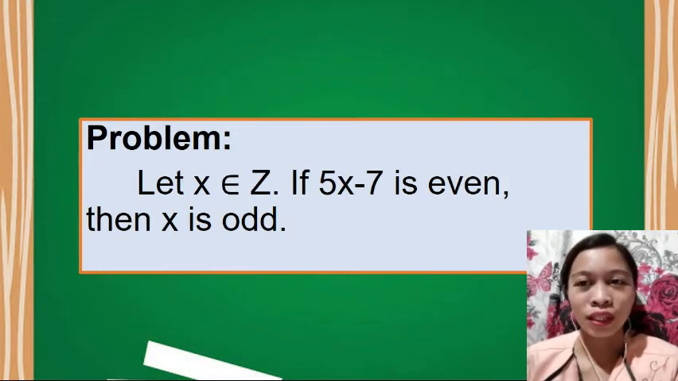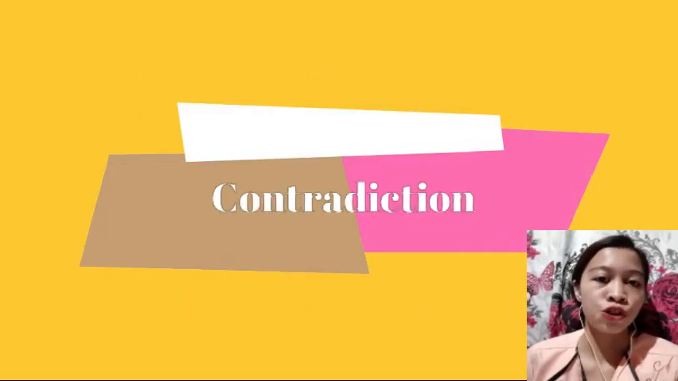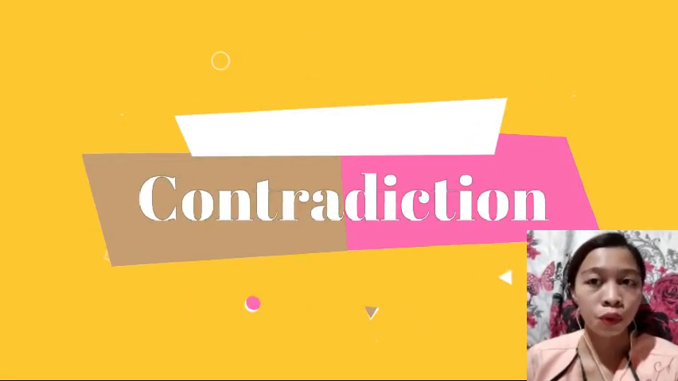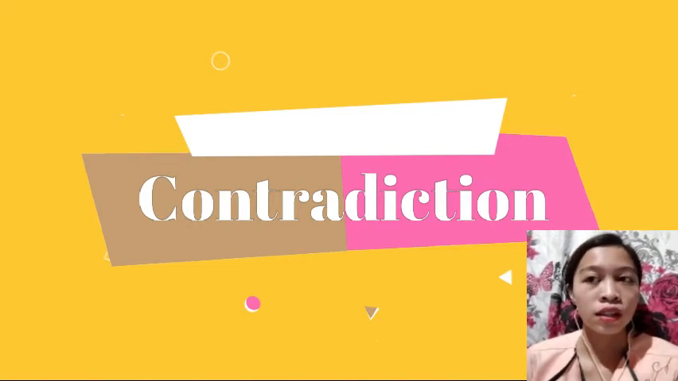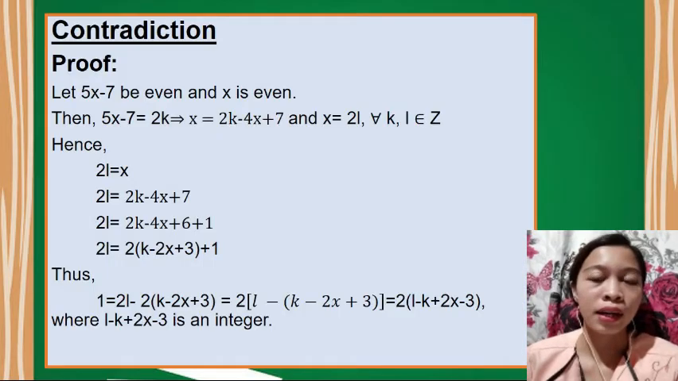Next, we're going to use the same problem for contradiction. So let x be an element of Z. If 5x minus 7 is even, then x is odd. In contradiction, we first assume that the hypothesis is true, but the conclusion is false. So we let 5x minus 7 be even, and x is even. Our conclusion here is false.